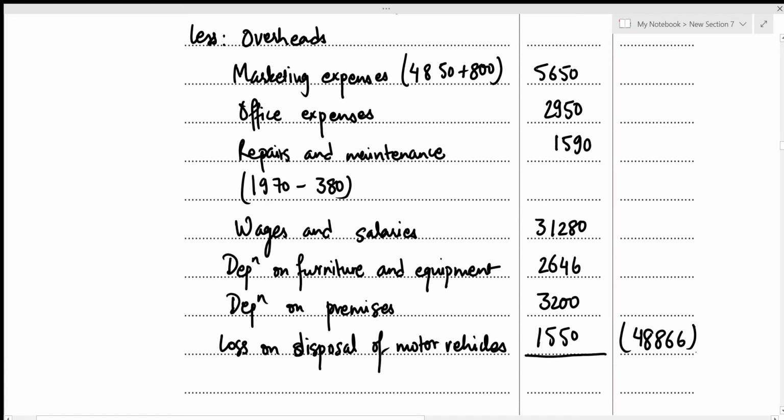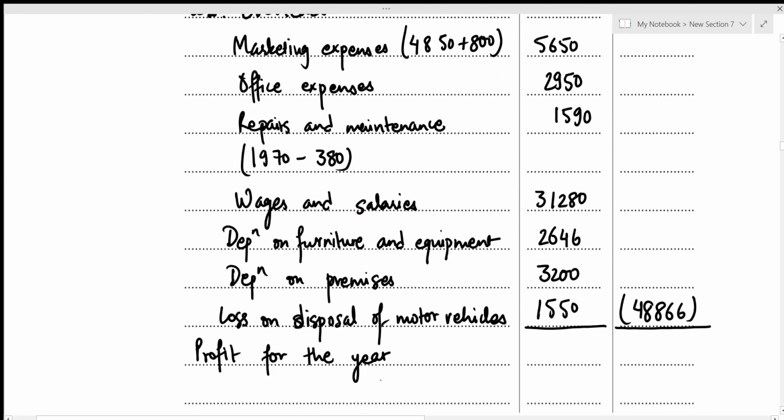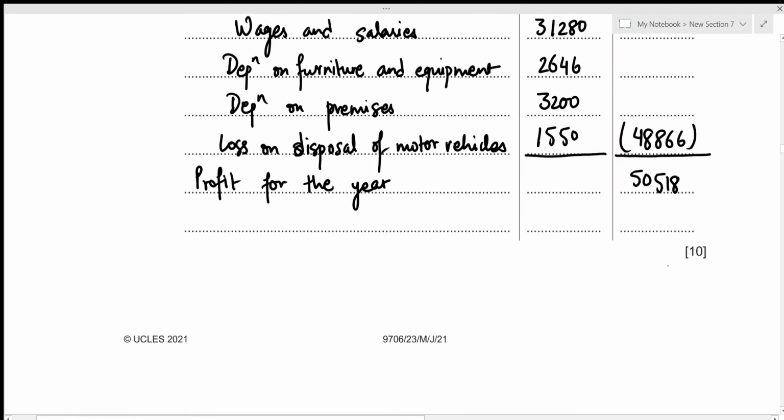Now we can easily figure out the profit for the year. So we will start with gross profit, then add the total other incomes and subtract the total overheads. That's going to be 90,524 plus 8,860 minus 48,866, which gives the profit to be 50,518. This concludes the third part. Let's move on to the fourth one.